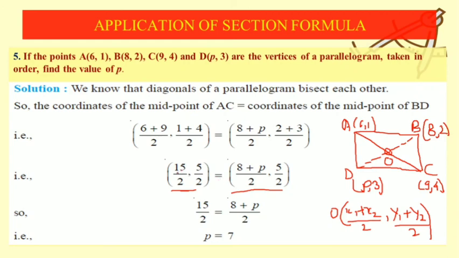Now from here we will compare the x coordinate, this one, 15 upon 2 and 8 plus p upon 2, because these are the x coordinates for the same point, so they must be equal. So we can write 15 upon 2 equals 8 plus p upon 2, and upon solving, the value for p will be 7. So children, this is the way how to use the section formula for solving the questions. Thank you.